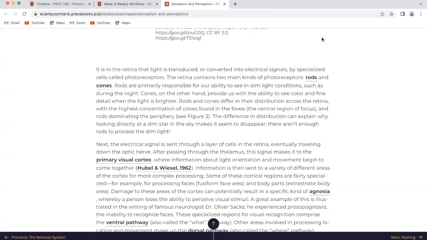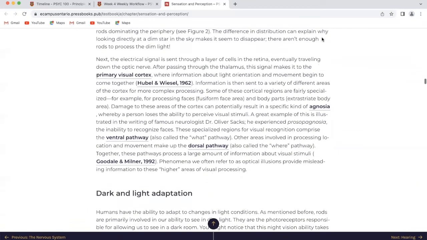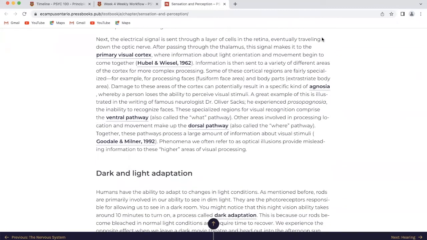The difference in distribution can explain why looking directly at a dim star in the sky makes it seem to disappear. There aren't enough rods to process the dim light. Next, the electrical signal is sent through a layer of cells in the retina, eventually traveling down the optic nerve. After passing through the thalamus, this signal makes it to the primary visual cortex, where information about light orientation and movement begin to come together. Information is then sent to a variety of different areas of the cortex for more complex processing.